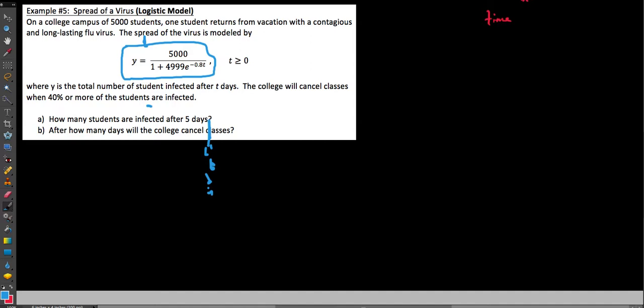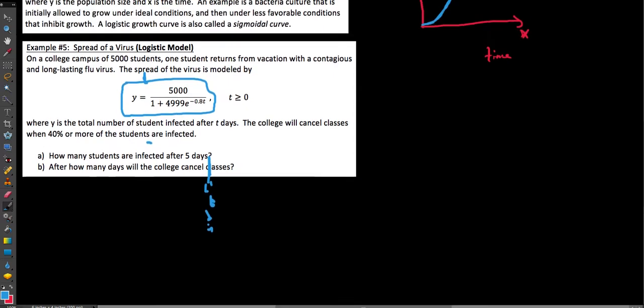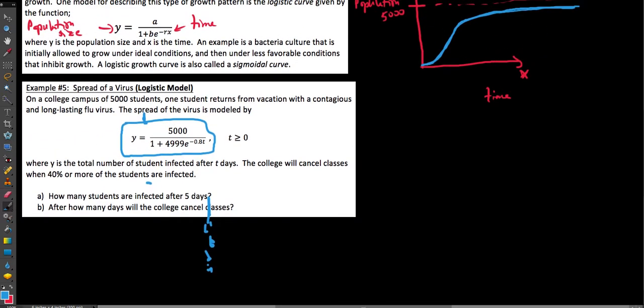So it says the college will cancel classes when 40 or more of the students are infected. So the two things we're going to try to figure out here are how many students are infected after 5 days, and how many days until the college cancels classes here. And so let's go ahead and do this.